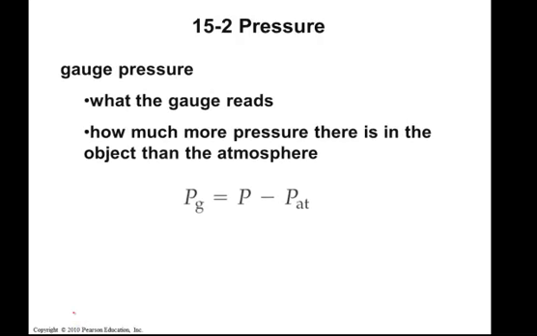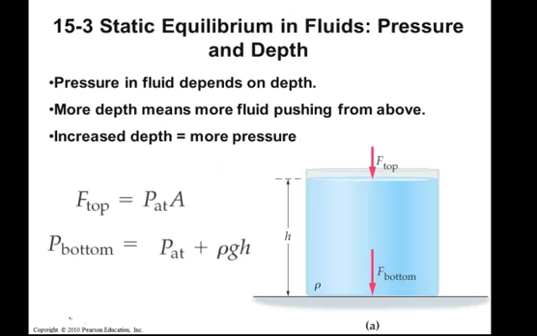Gauge pressure is slightly different. Gauge pressure is what a pressure gauge would read, and that tells me how much more pressure there is in the object than in the atmosphere around it. So to find gauge pressure, I take the pressure of the object and I subtract atmospheric pressure. It's just telling me how much more there is in the object than in the atmosphere. Gauge pressure is like what you read in your tires.